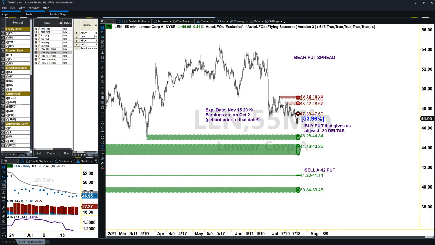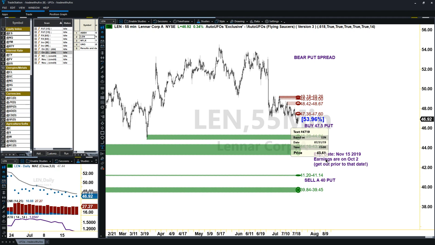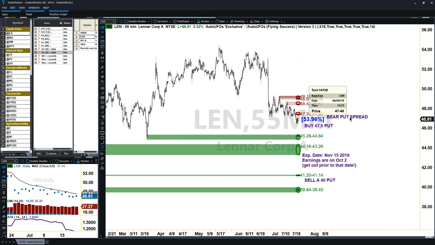So in other words, we are buying the 47.5 put, and we are selling the 40 put. This is your bear put spread using November 15 expiration. That's how you do it, okay?